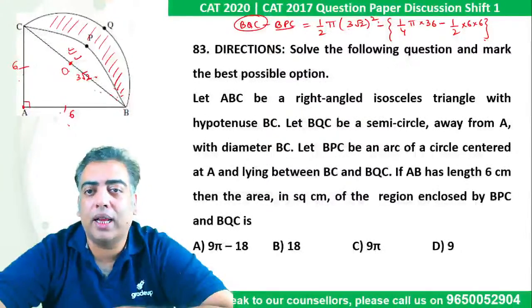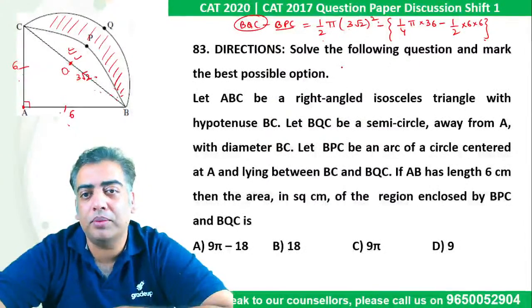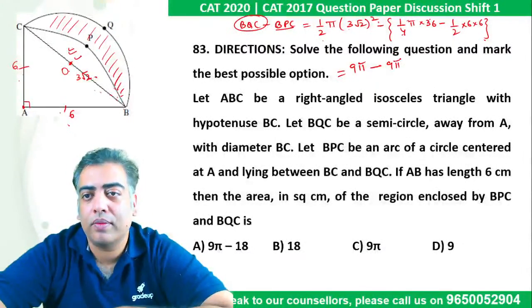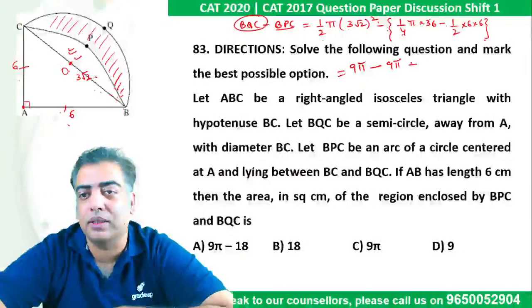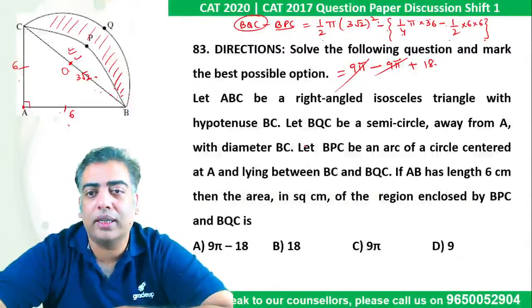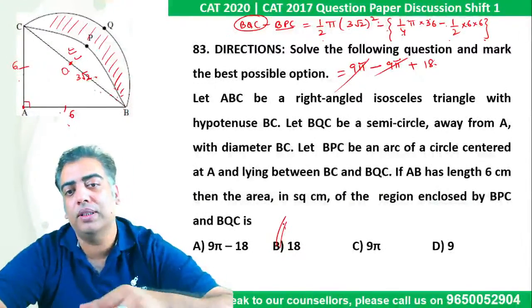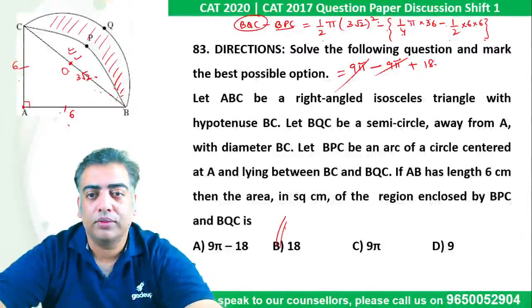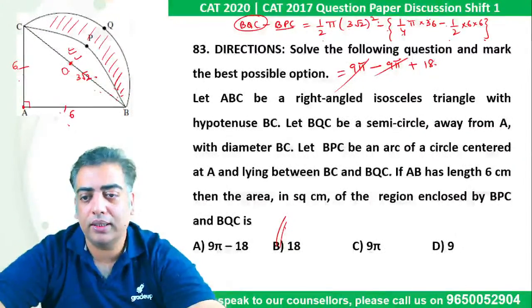So 3 square is 9, 2 gets cancelled out, so it becomes 9 pi, minus 4 nines are 36, so it is another 9 pi, minus minus becomes plus. So 36 half comes out to be 18. This gets cancelled out. Answer is B, which is 18. So guys, please check it out. It's B, not D.